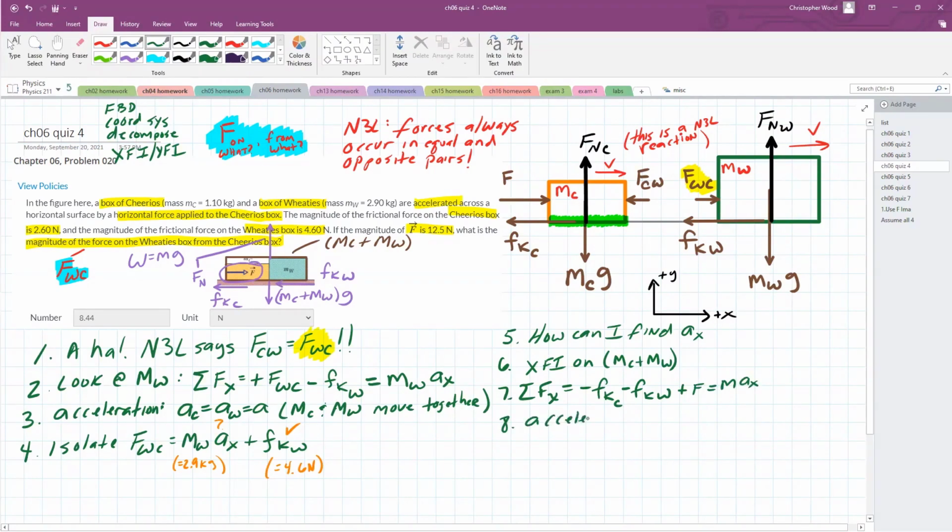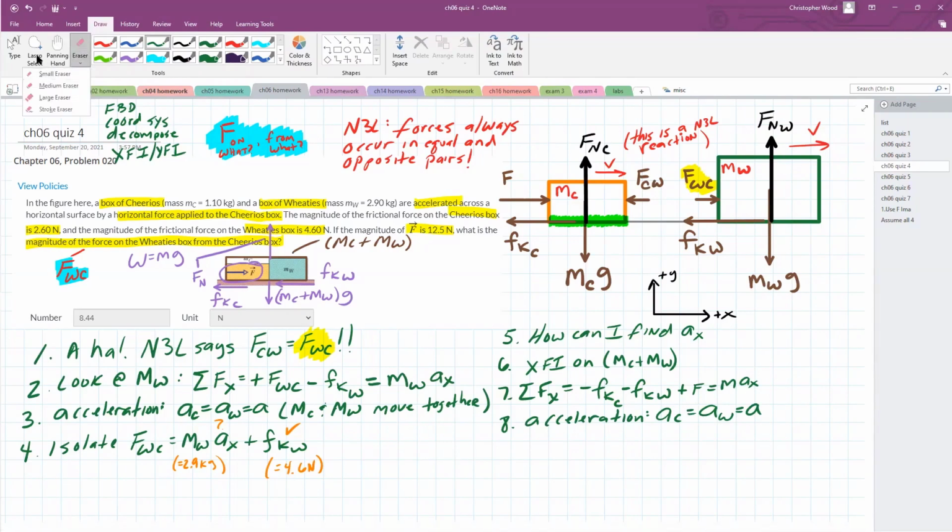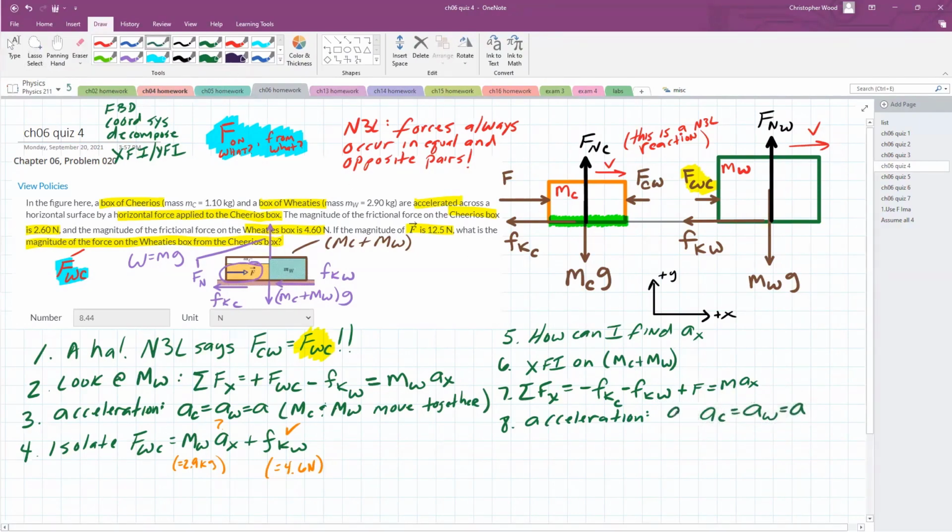Say something about acceleration. And I can say something about acceleration. I can repeat myself because I said previously the acceleration of the Cheerios is the same as the acceleration of the Wheaties, and let's just call that A. So maybe I better say, in this case, let me fix this. Here's my acceleration, A sub x, in this case equals A sub c equals A sub w. So that's a little bit better. And right now I can find this, I think. Solve for A.